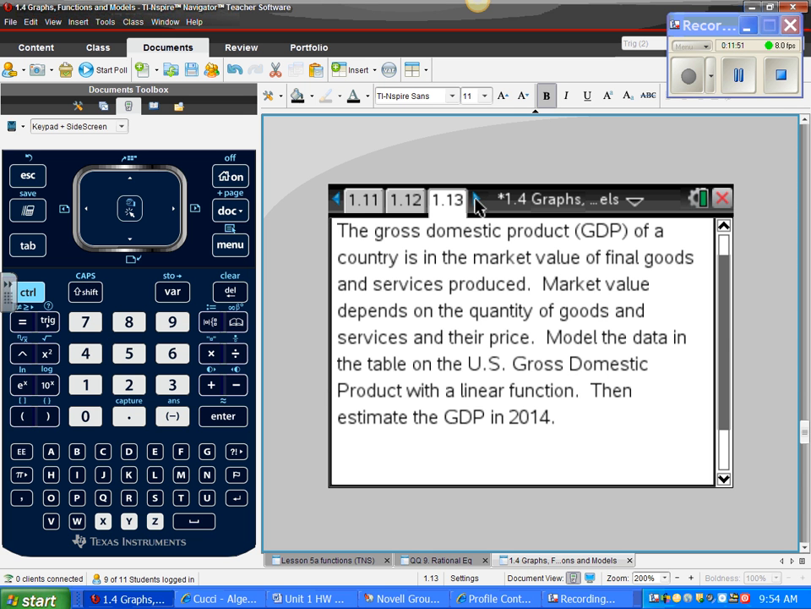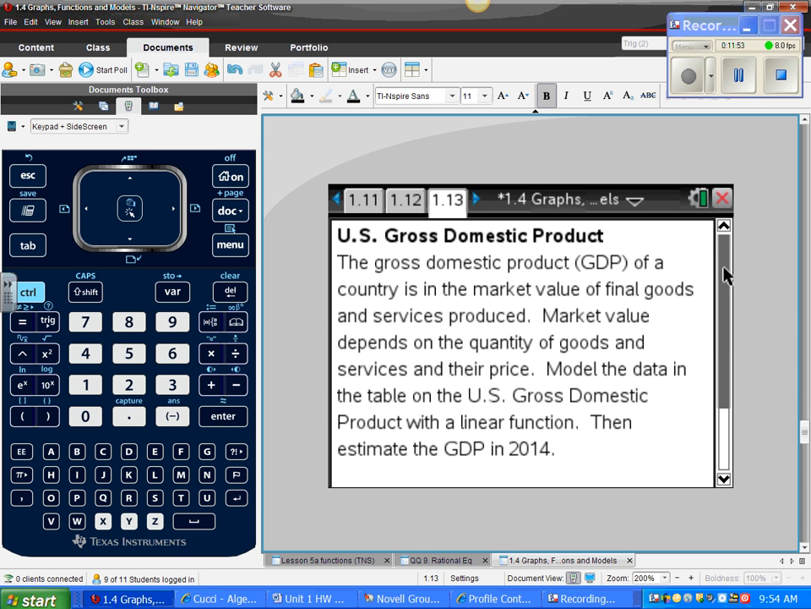So let's look at one. U.S. gross domestic product. The gross domestic product, or GDP, of a country is the market value of final goods and services produced. Market value depends on the quantity of goods and services and their price. Model the data in the table on the U.S. gross domestic product with a linear function, then estimate the GDP in 2014.